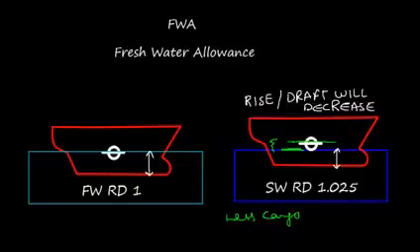We don't want that. So what do we have to do? To avoid this situation, we can submerge this load line mark in fresh water itself by some amount, so that when the ship goes into salt water, she will rise up to this load line.